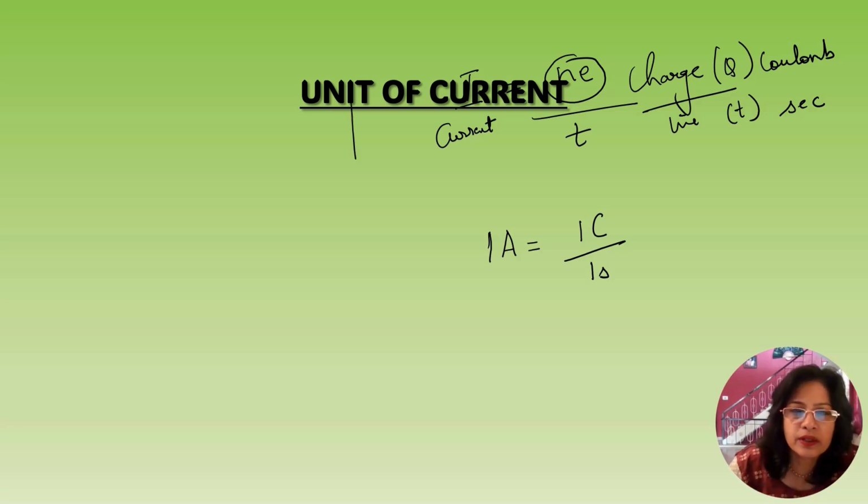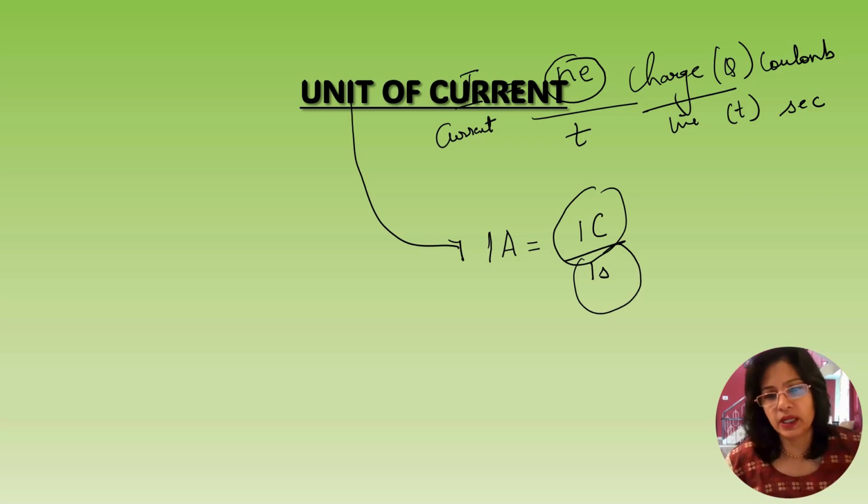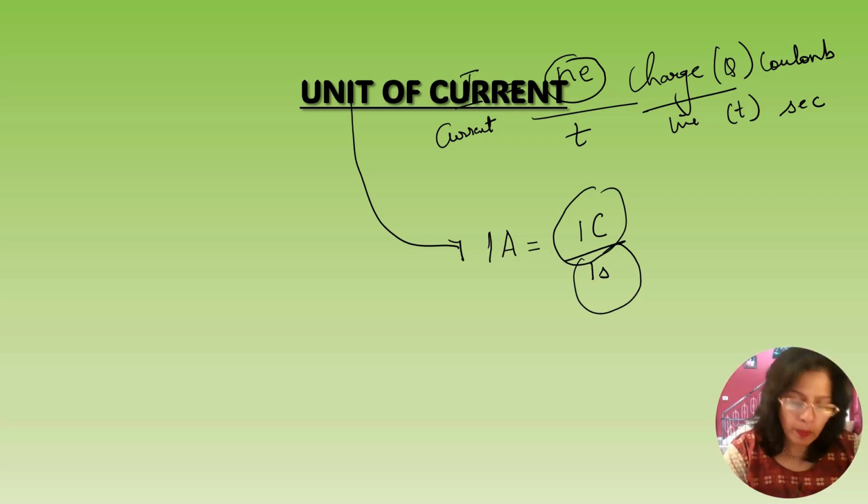So what is the unit of current? It is 1 ampere. And how do you measure 1 ampere? When 1 coulomb of charge is passing through in 1 second of time. This is the meaning of the word ampere. That is the SI unit of current.